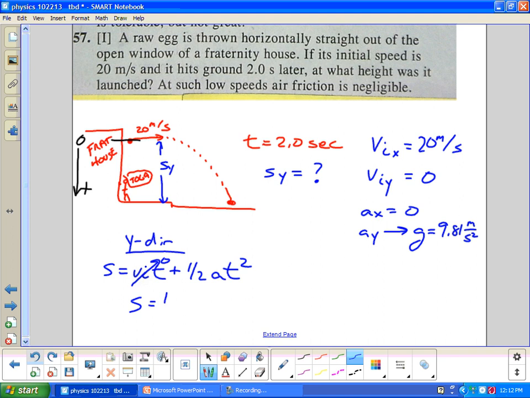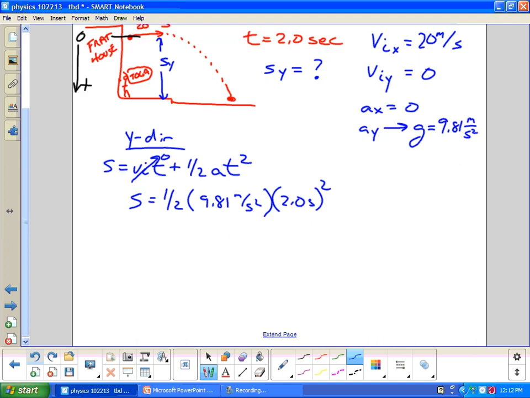S equals 1/2. The acceleration is gravity. The time is 2.0 seconds, squared. All right. If I do the math, 4 times half is 2, 2 times 9.81. I get S equals 19.62 meters. So we start thinking about that.